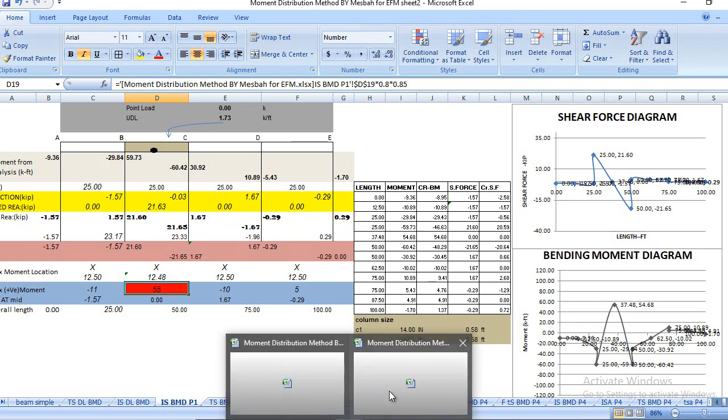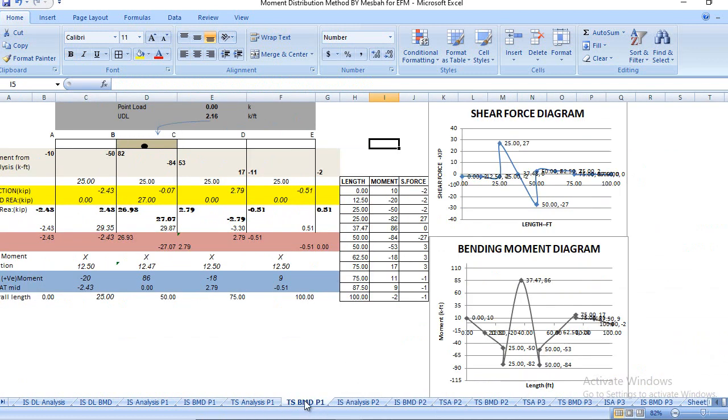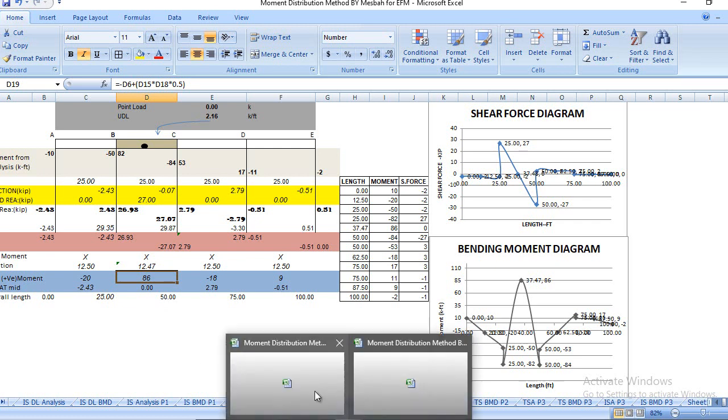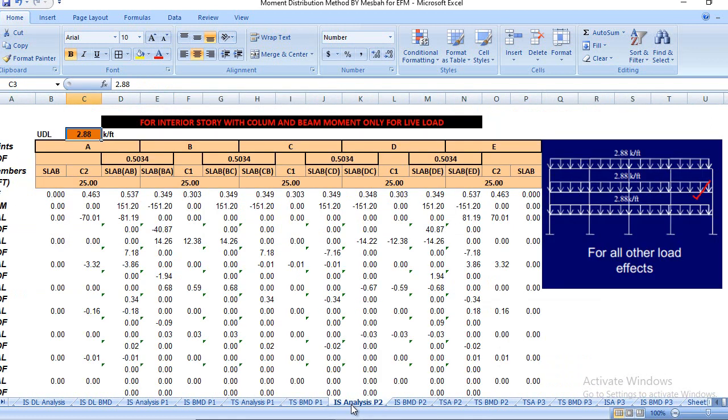Now for the top story in case of P1, this one. Here you see 2.16, this is the top story, and you got all the moments, and the positive moment in this case is 86. Now you have to multiply all the coefficients, and after multiplying those coefficients, you see here the top story positive moment at this point in the BC panel span will be 58. Okay, for this case.